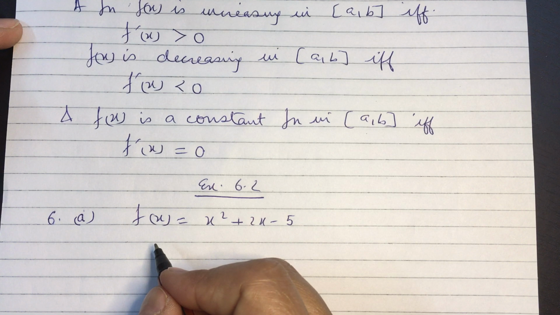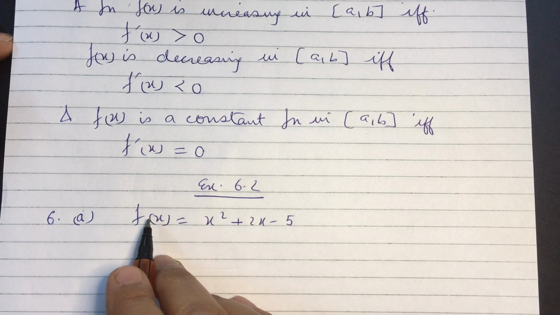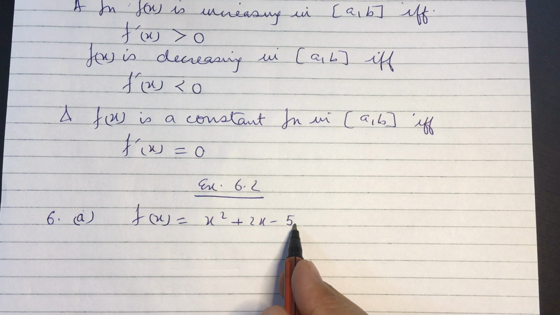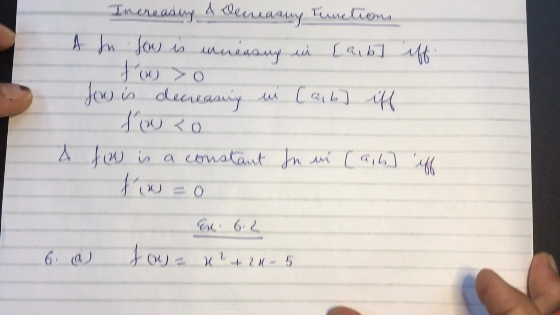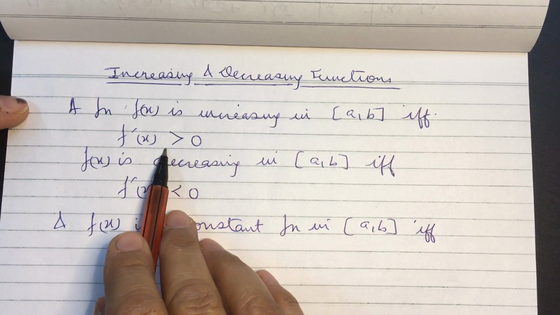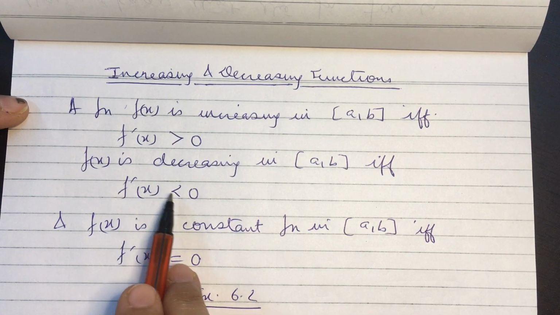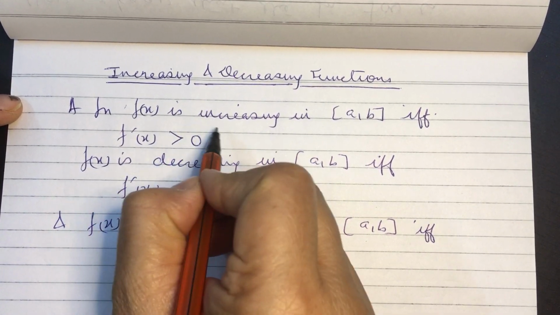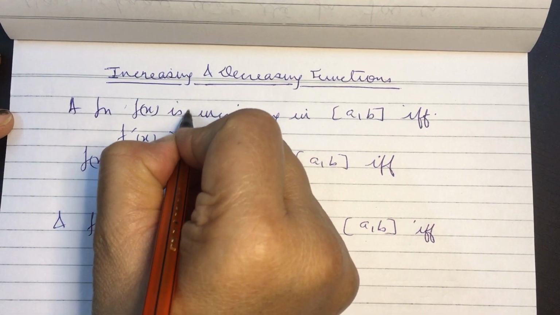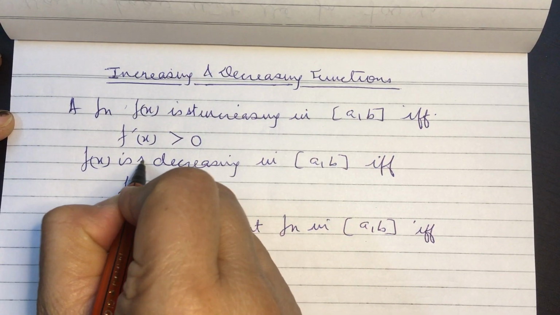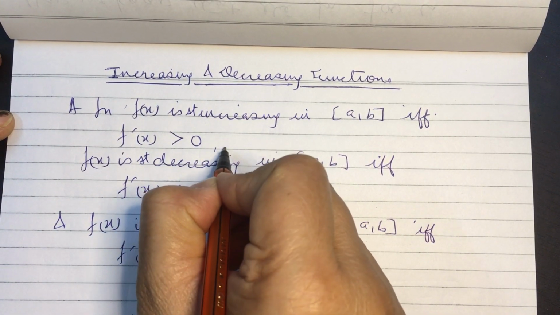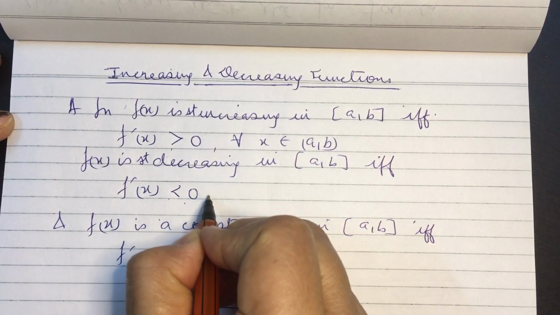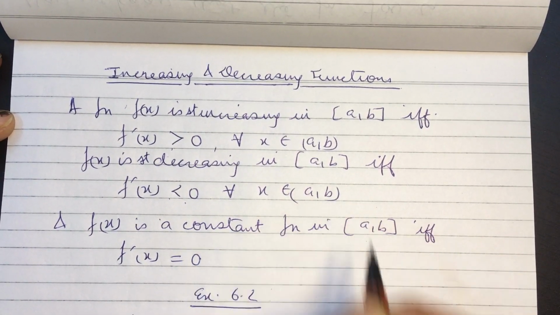We need to check the intervals in which this function is increasing and strictly decreasing. As we all know, for a function to be strictly increasing, f'(x) should be strictly greater than 0, and here f'(x) should be strictly less than 0. So we should actually check that it is strictly increasing and strictly decreasing if the conditions are satisfied for all x belonging to the open interval.